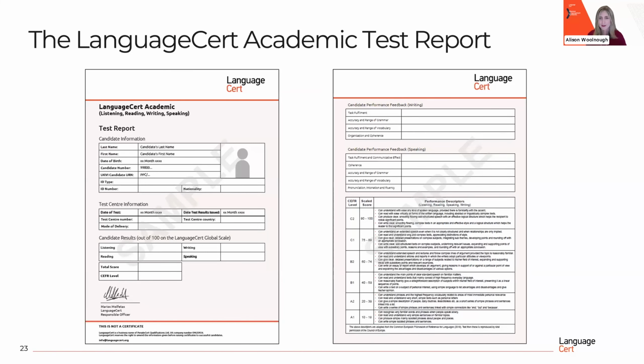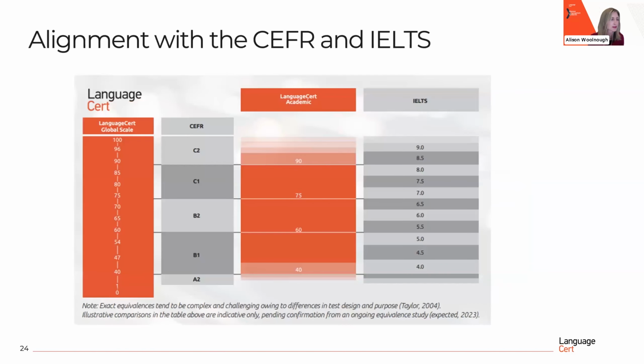What we need to look at now is the scores, and how often we get questions around how your scores relate to other tests. So on this table, you can see, going from left to right, the LanguageCert Global Scale, and how the 0 to 100 scale maps to the Common European Framework. We then show LanguageCert Academic scores on that scale, and how those scores relate to IELTS.